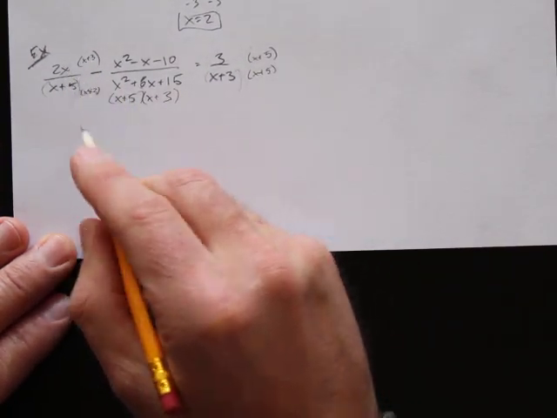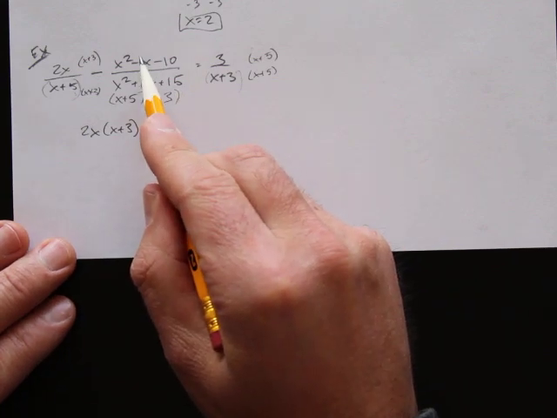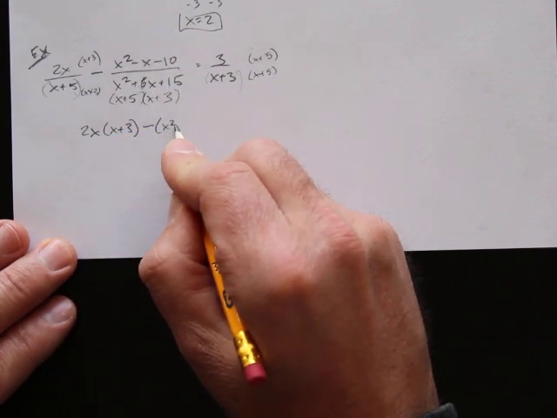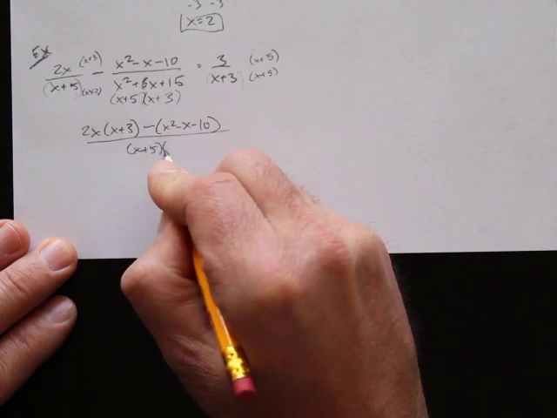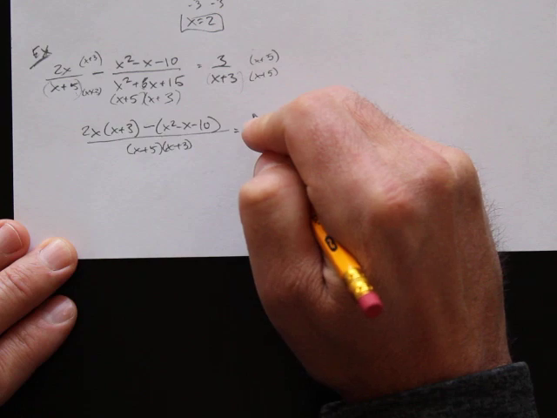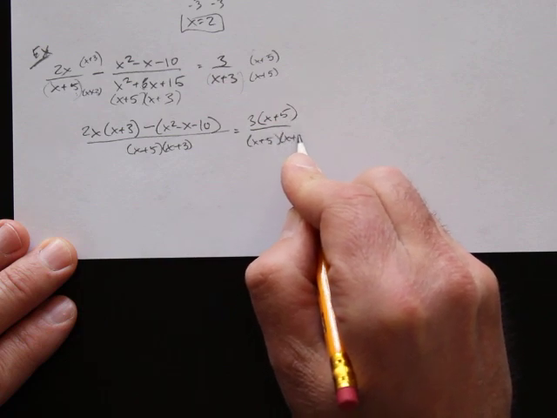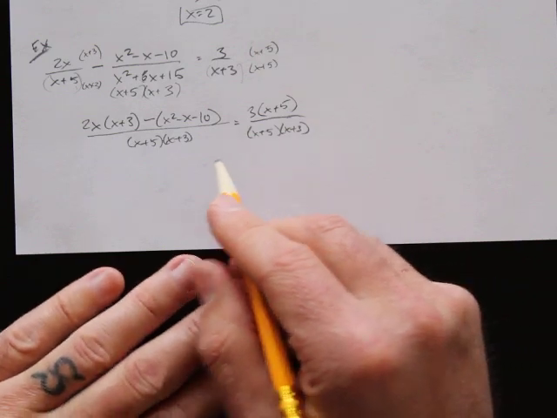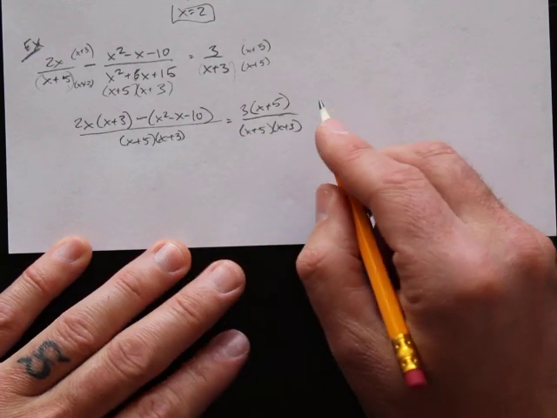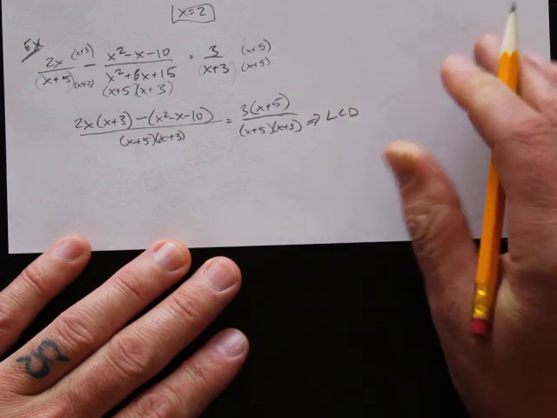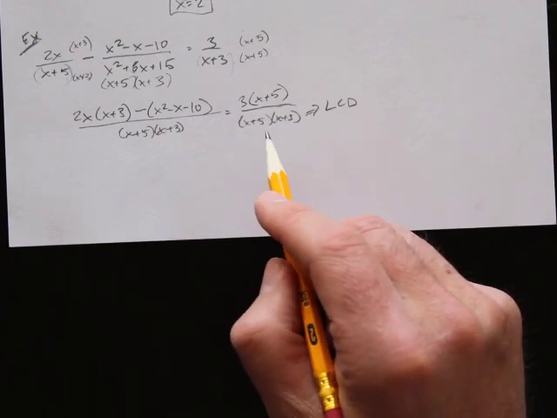So let's rewrite this as 2x times x plus 3 minus, I'm just going to keep this the way it is, x squared minus x minus 10, all over x plus 5 times x plus 3 equals 3 times x plus 5 over x plus 5, x plus 3. Now, from now on, through the rest of this problem, I'm going to ignore the denominator, and I'm just going to start writing it as least common denominator. We'll look back at it briefly, but for right now, I'm going to ignore it.